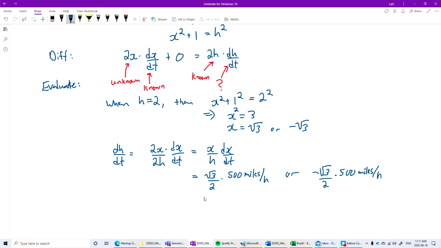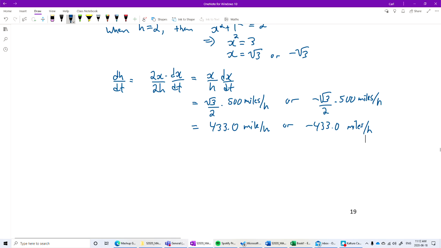So these are the same in absolute value, just opposite sign. Square root of 3 divided by 2 times 500 is 433.0 miles per hour, or this one will be negative 433.